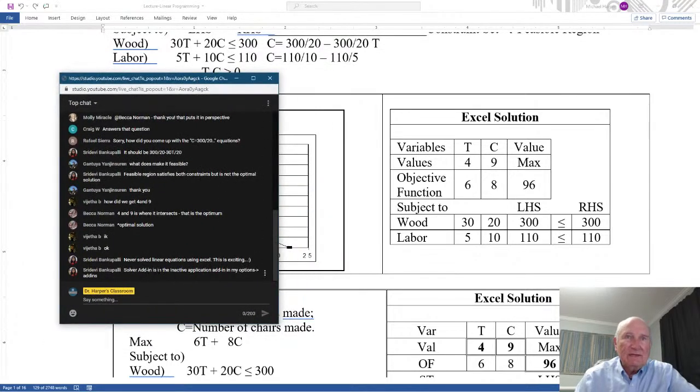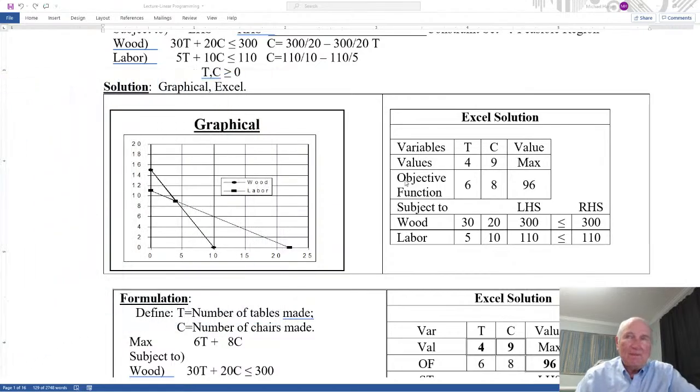Solver add-in is in the inactive application add-ins and my options add-ins. Oh, okay. I think that's okay.